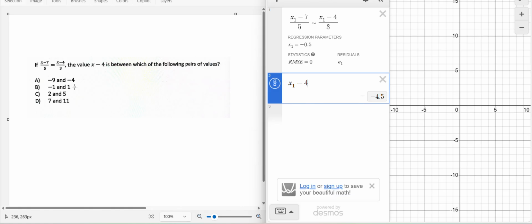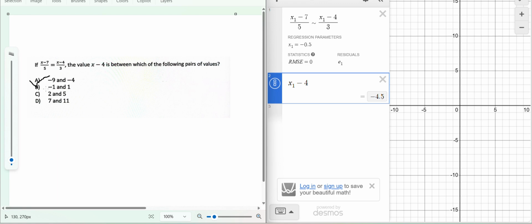So this is absolutely correct, because as you can see minus 9, minus 8, minus 7, minus 6, minus 5, minus 4.5, and then minus 4 will come. So it lies between minus 9 and minus 4. So our answer is A. Okay, let's check the other options as well.